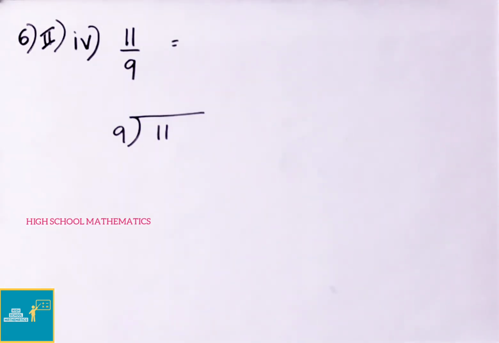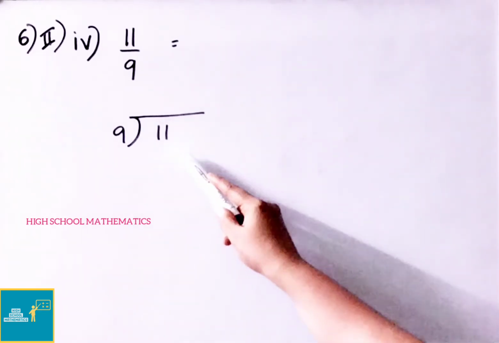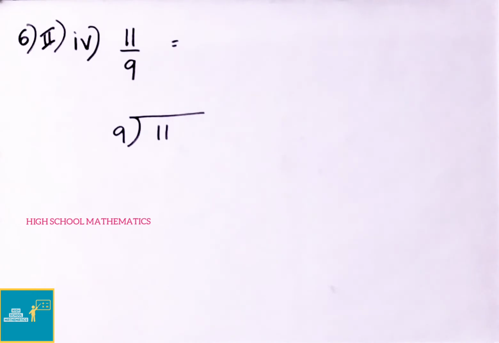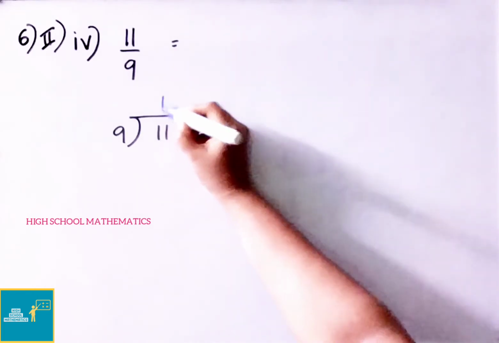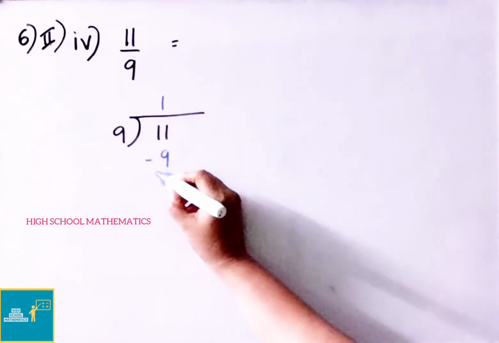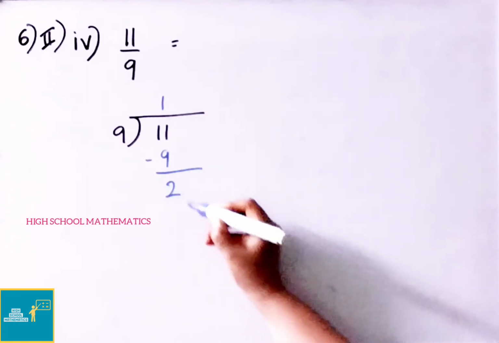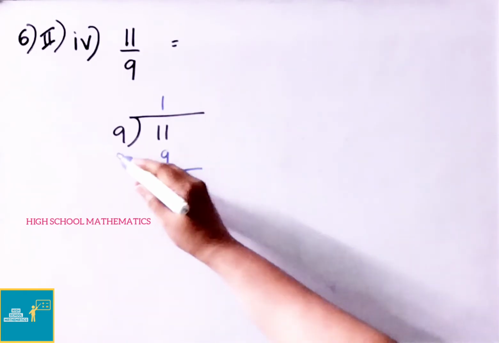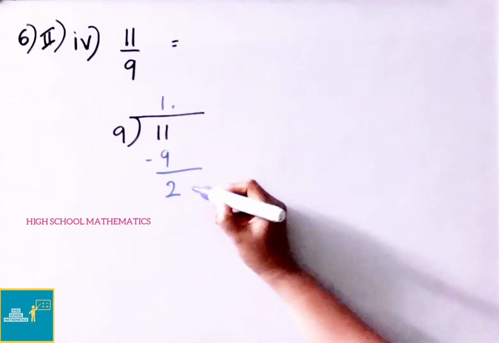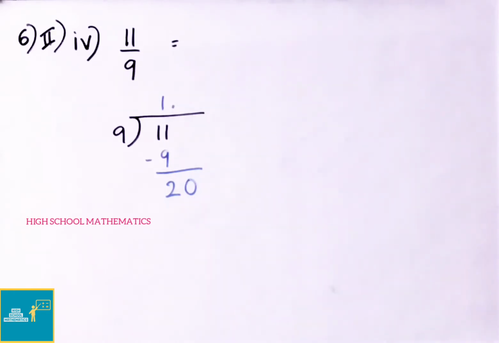See now 6th question, second Roman fourth sum, 11 by 9. Now we have to convert this 11 by 9 rational number into decimal form. So now we have to divide 11 by 9. So let us divide now. 9 ones are 9. 11 minus 9, you will get a remainder 2. 2 is less than 9, so keep the decimal point and add a 0.